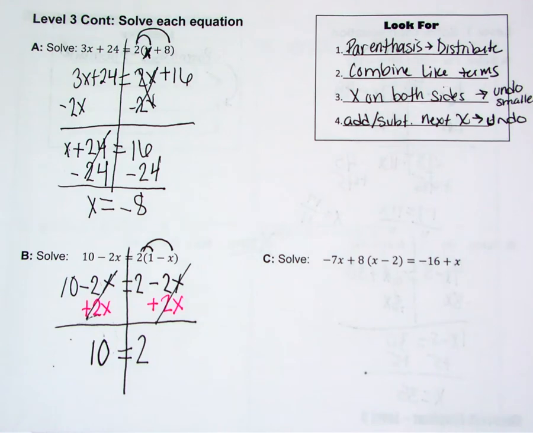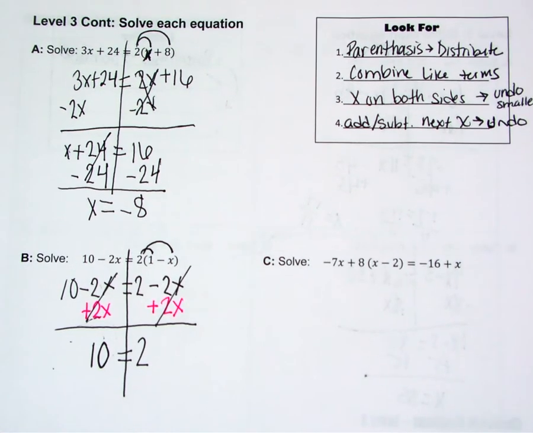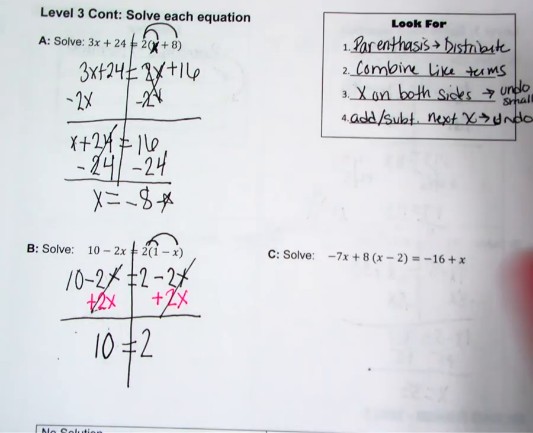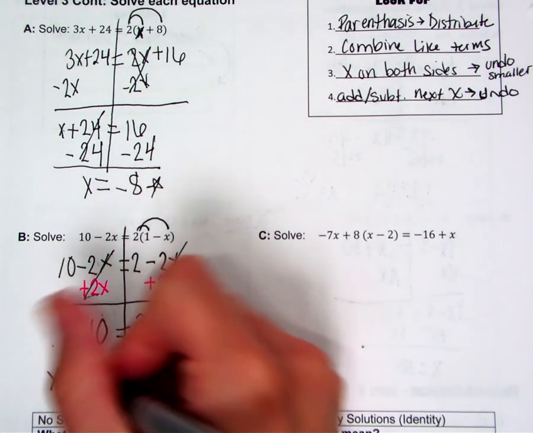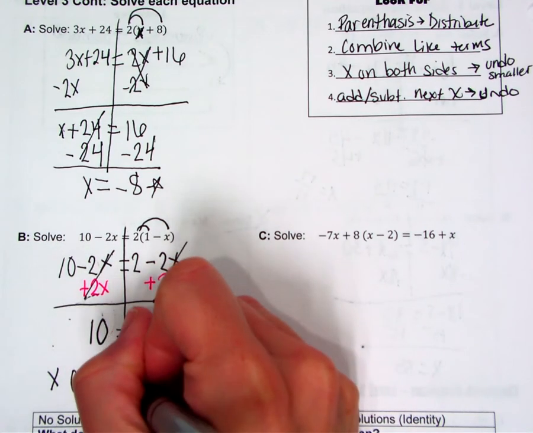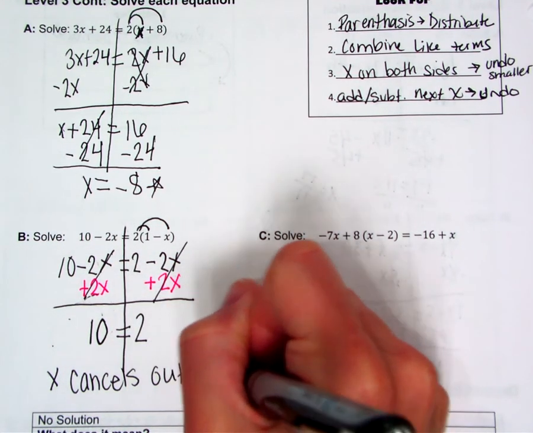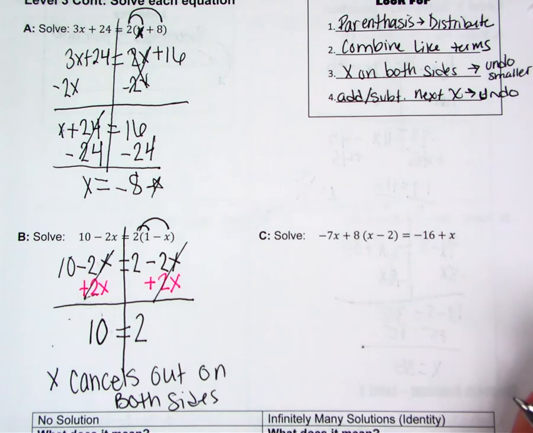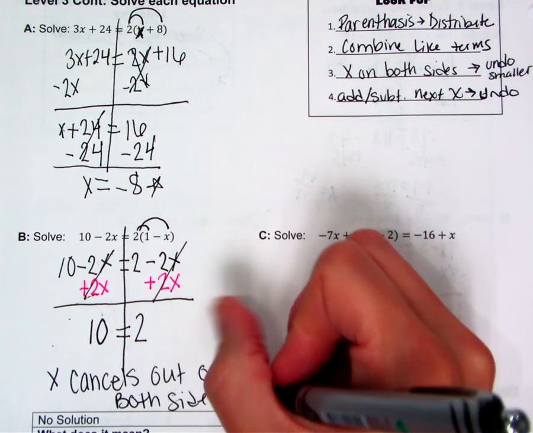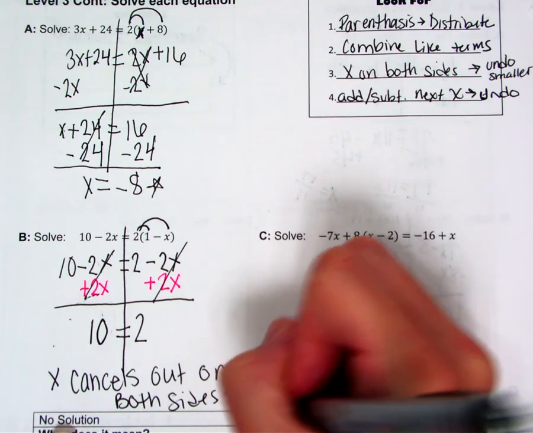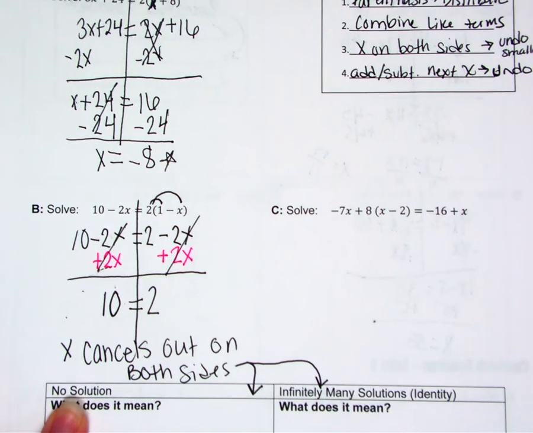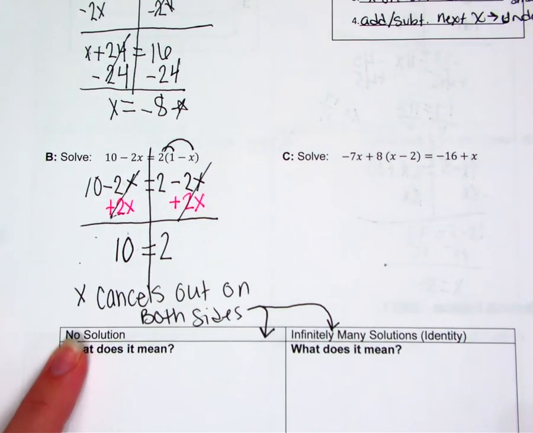What does that mean? Sometimes there are special case problems. Yes, I do have answers sometimes. Sometimes I get an answer x equals -8. Sometimes the x disappears. So if the x cancels out on both sides, you have what's called a special case. The special case is either a no solution or an infinitely many solution.